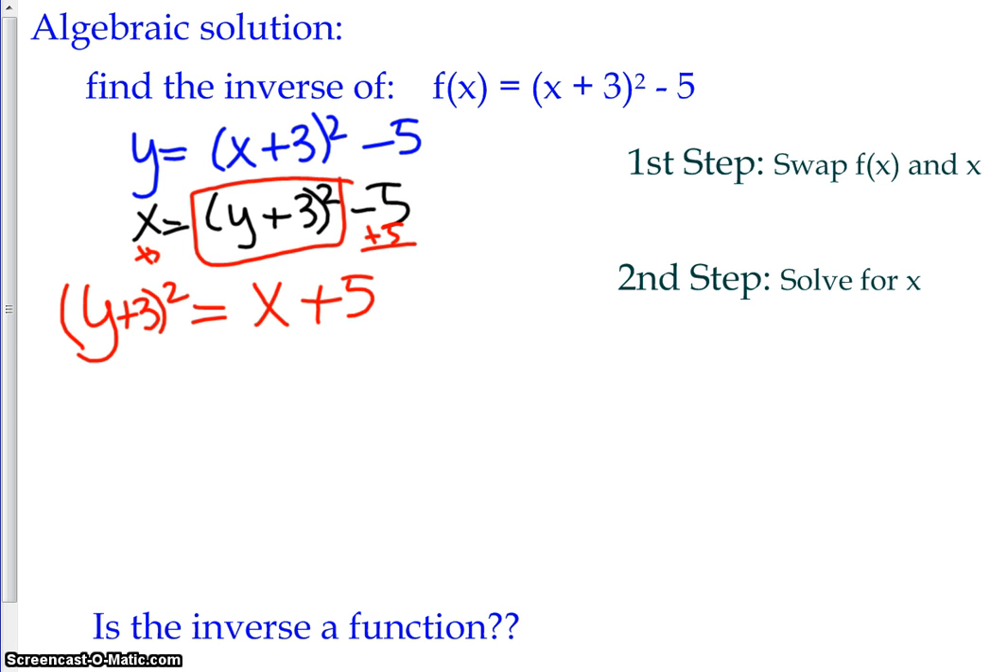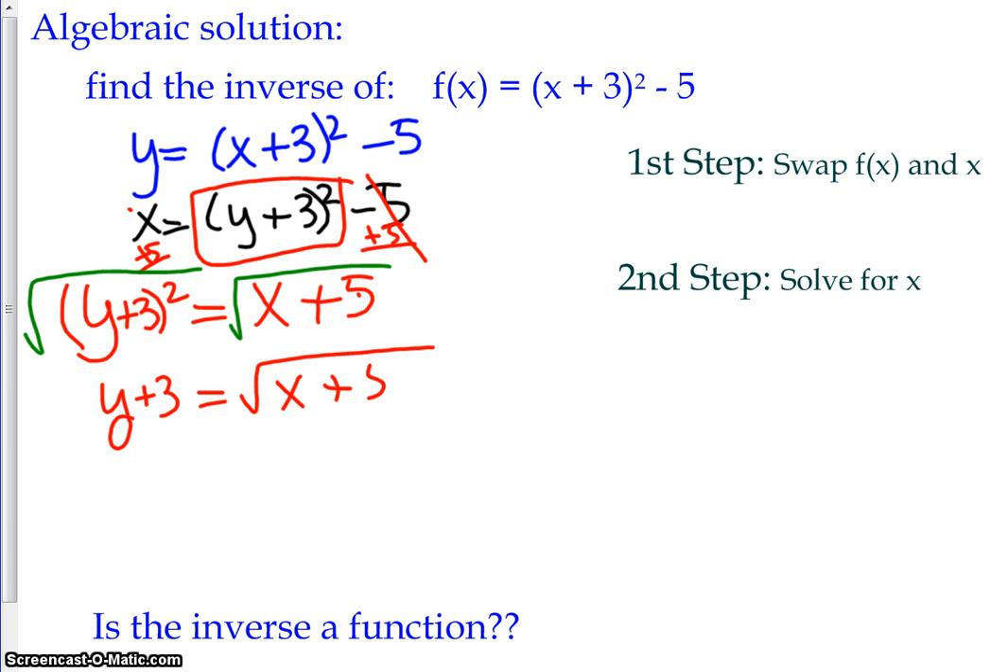I added +5 to both sides, so I got rid of this. And then I said, I really want this on my right-hand side. How do I get rid of my squared now? Well, to get rid of this (y + 3) quantity squared, I'm going to take the square root of both sides. So now I have y + 3 equals the square root of x + 5.